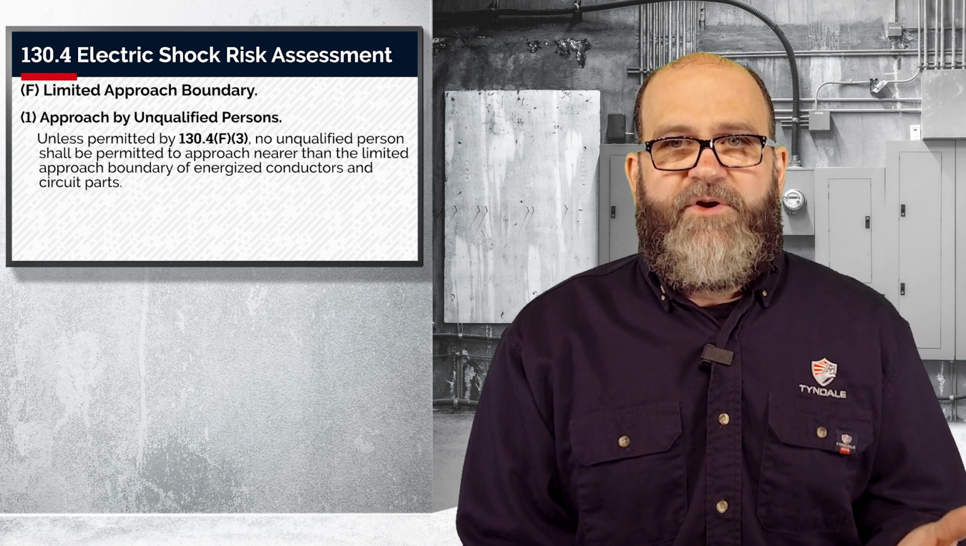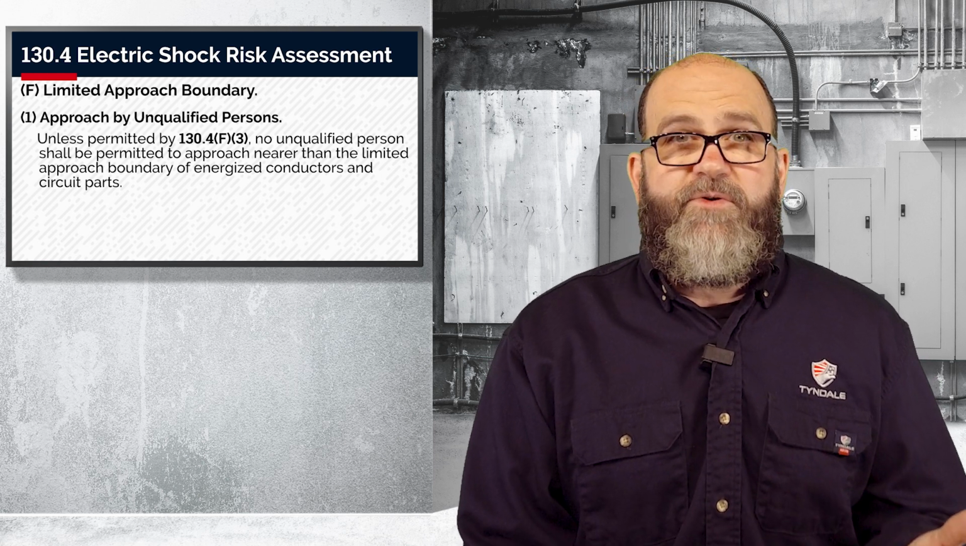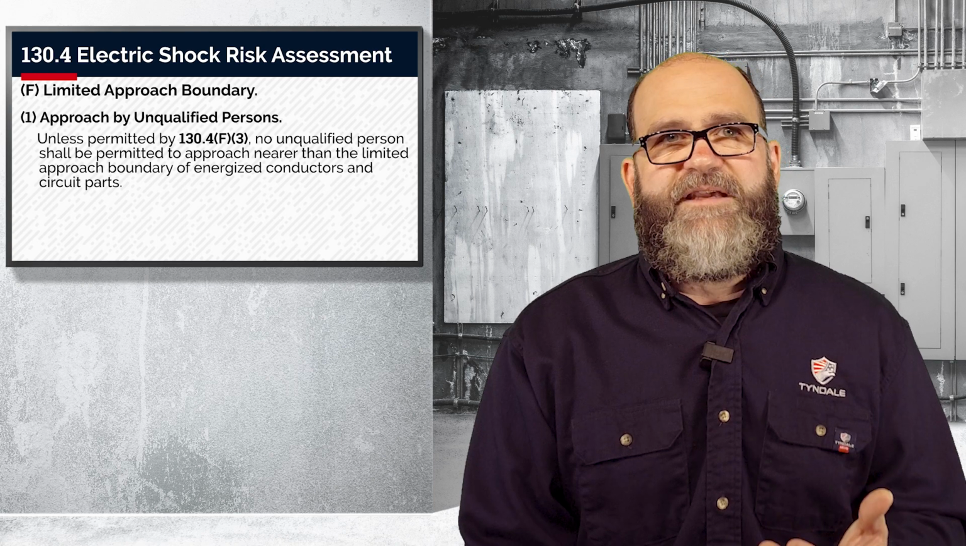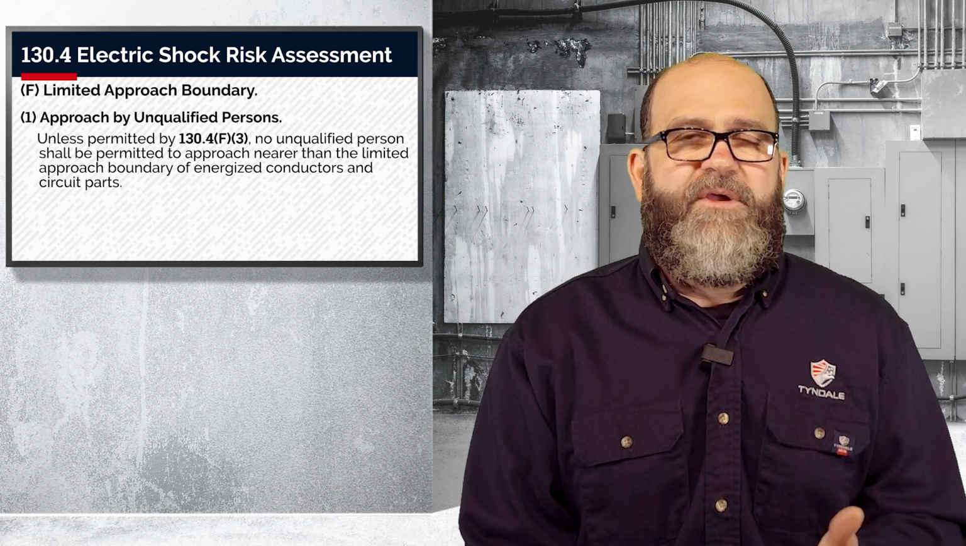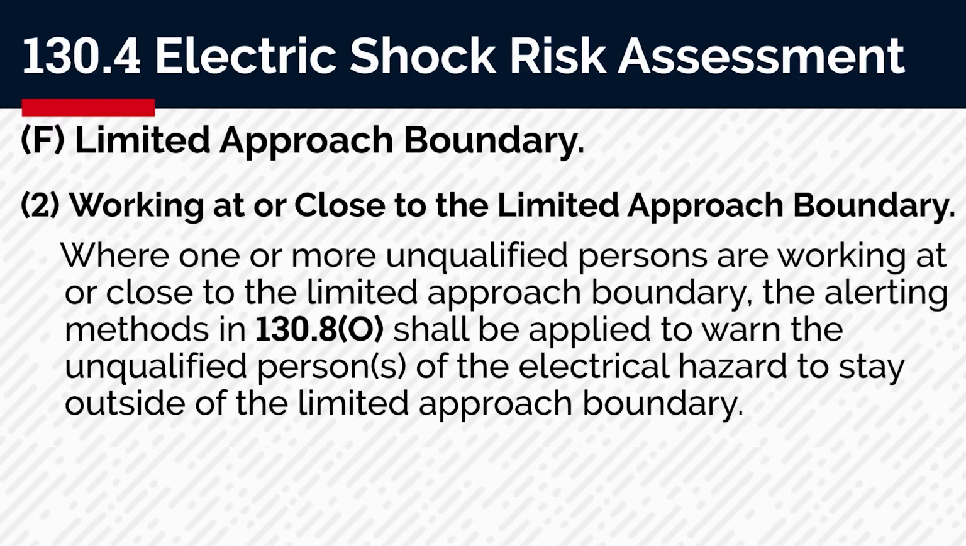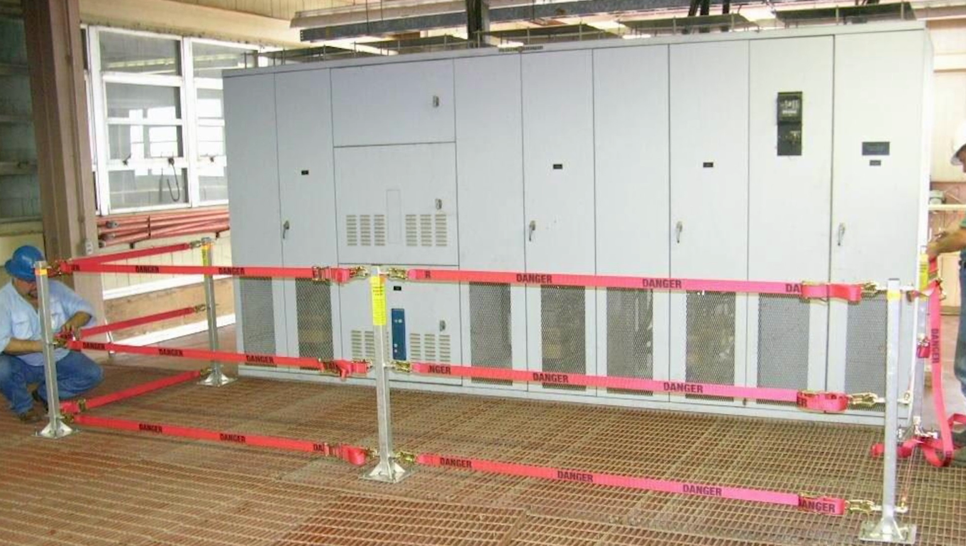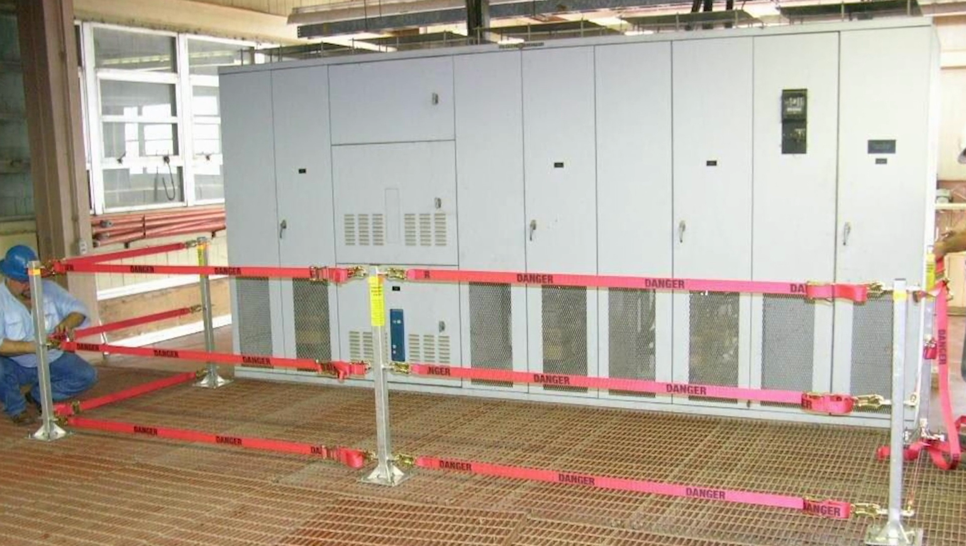So what happens when an unqualified person is working at or close to your boundary? Well, let's look at the text again in 130.4F2. It tells us that when one or more unqualified people are working at or close to that limited approach boundary, there's some alerting methods that are needed, and those are described in 130.8O, the letter O. Those shall be applied to warn the unqualified people of the electrical hazards and to stay outside of that limited approach boundary.